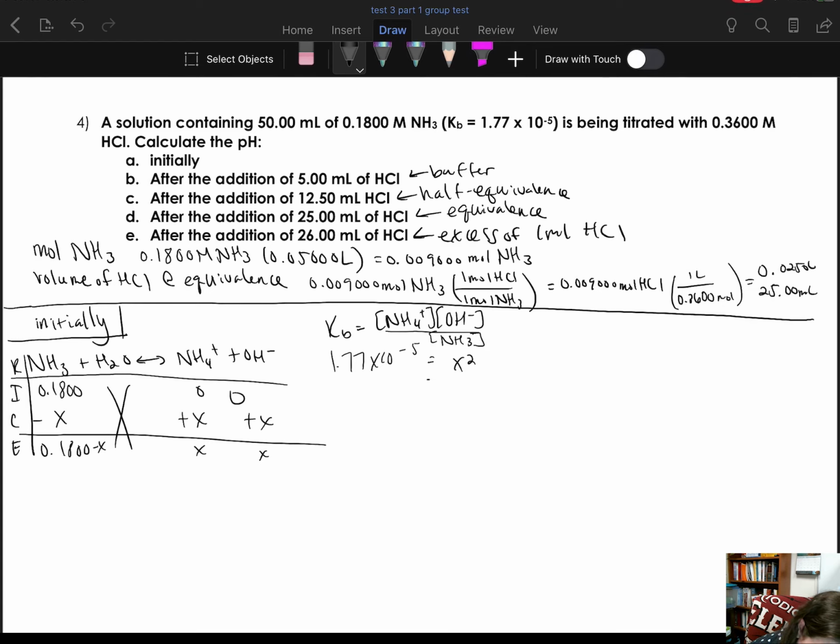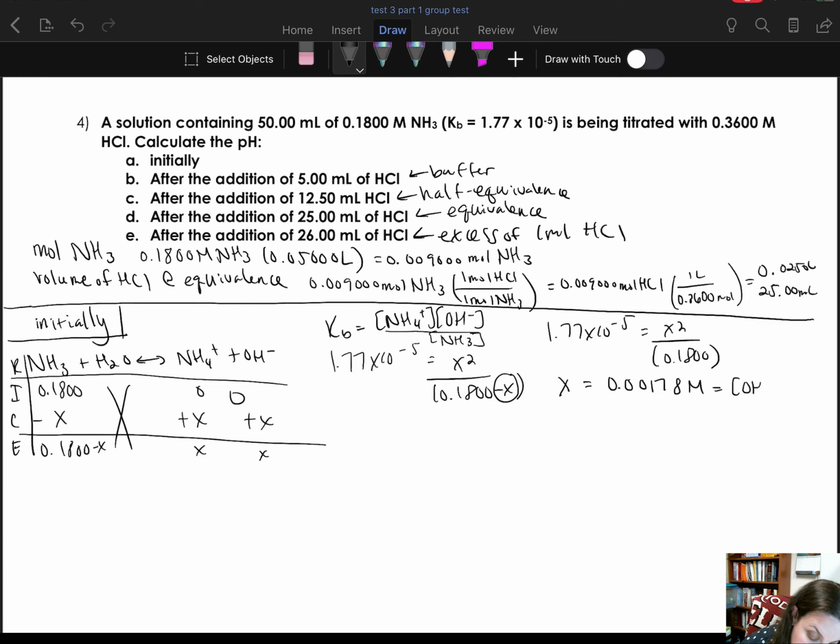X squared divided by 0.1800 minus x, small x, we get 1.77 times 10 to the negative 5 is equal to x squared divided by 0.1800. And when we solve we get an x value equal to 0.00178 molar, which is equal to our hydroxide concentration.